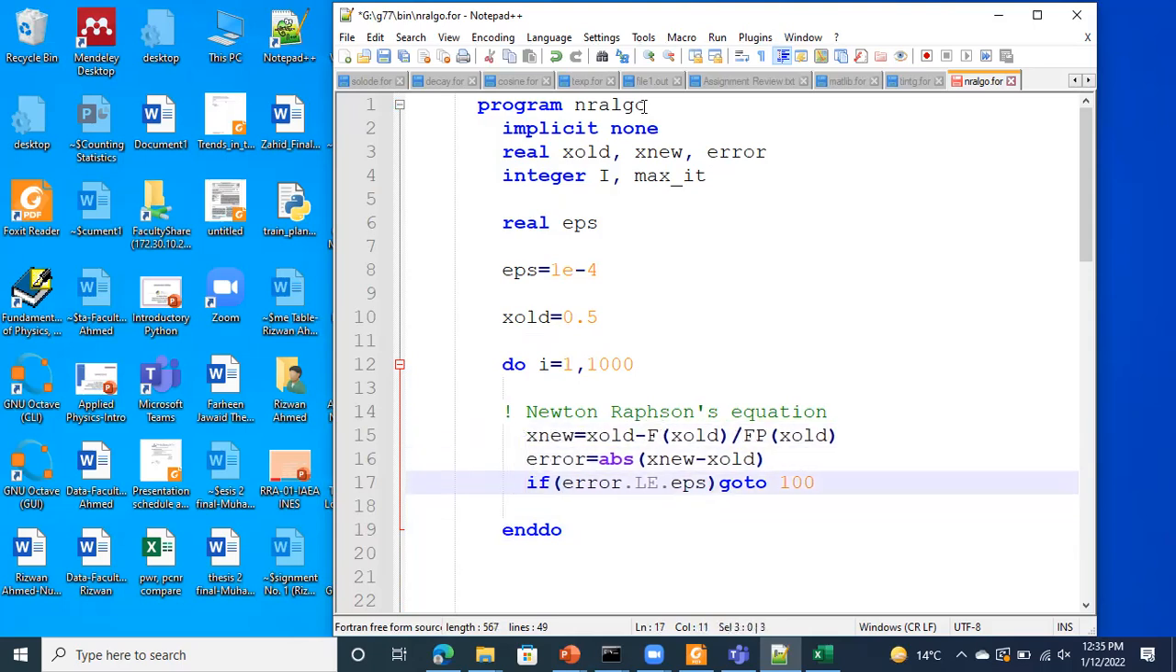Let's add indent to that. Okay, so far we have not printed any kind of answers. Where is the end program statement? It's way down.